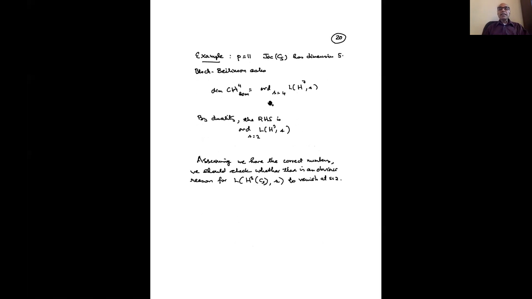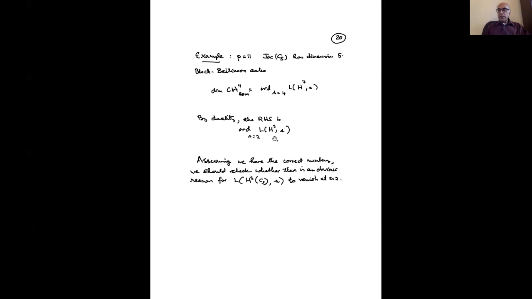By duality, and again, I didn't check the duality, but I think this is true, we can replace this with H^3 of the curve at s equals 2. So the theorem is saying the Bloch-Beilinson conjecture plus our theorem will predict this has to be bigger than or equal to 1.